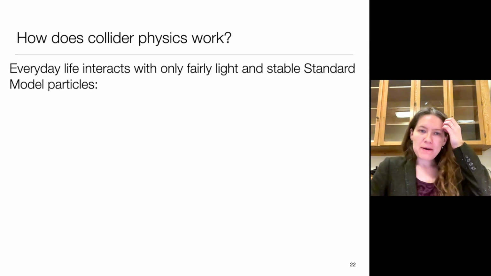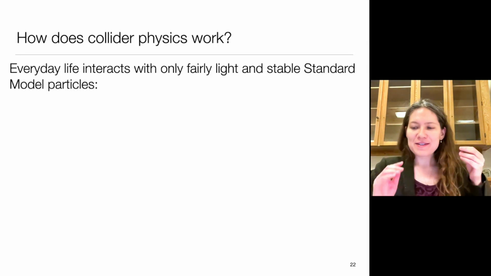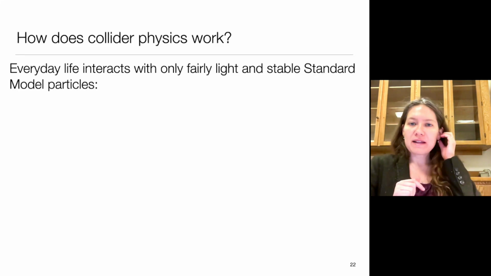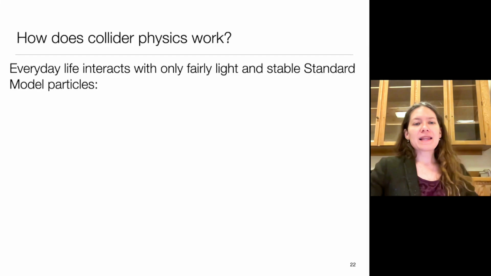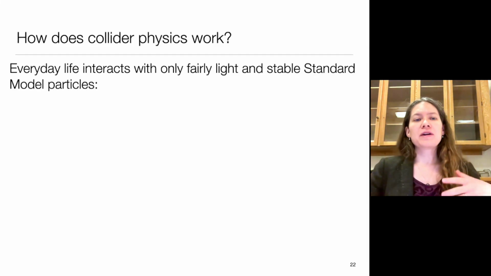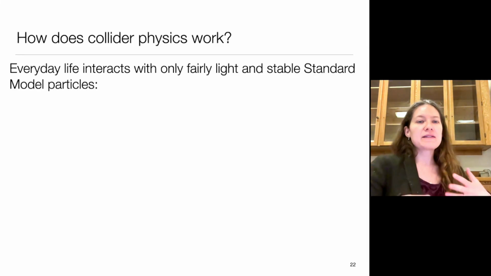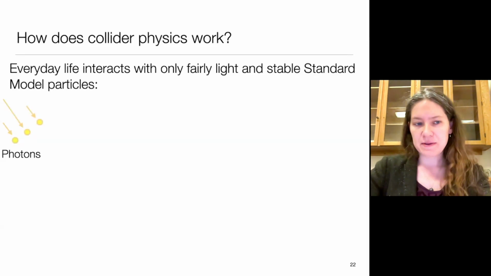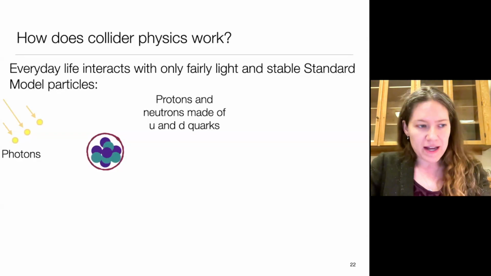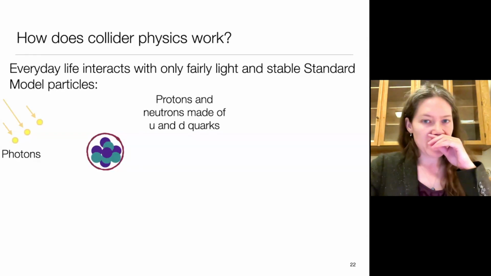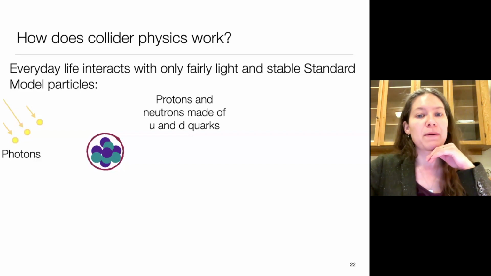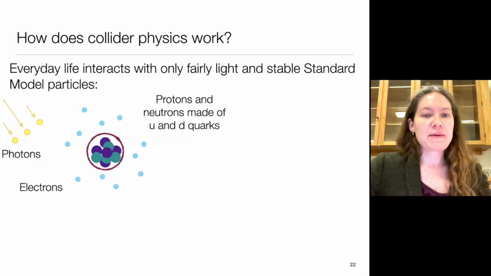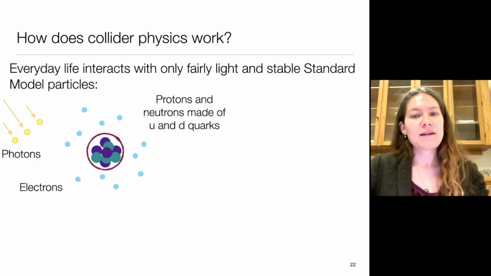I want now to tell you a bit about how collider physics actually works, because it's not super obvious what it is that we're doing. I mentioned energy scales before, and this is very relevant here. So in daily life, in your everyday going about in the world, we only interact with fairly light and fairly stable particles of the Standard Model. I think the ones we would interact with the most are photons coming from the sun. The fact that the nuclei of all of the material around us is made of protons and neutrons, which are in turn made of up and down quarks, the two lightest quarks. We have electrons everywhere, of course, around nuclei making up atoms, traveling in our wires as electricity.